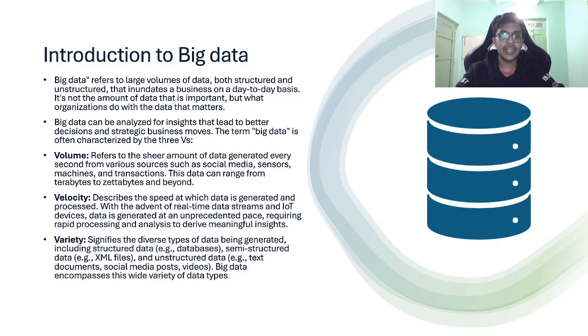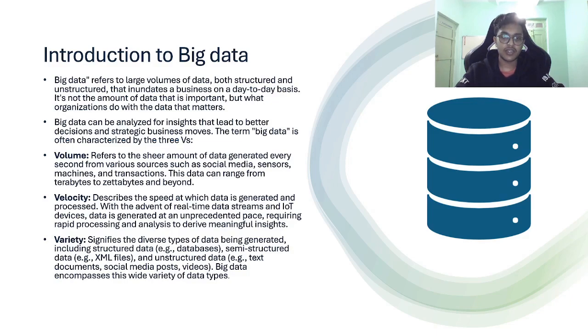The term big data is often characterized by three V's, that is volume, velocity, variety. Volume refers to the sheer amount of data generated every second from various sources such as social media, sensors, machines and transactions. This data can range from terabytes to zettabytes and even beyond.